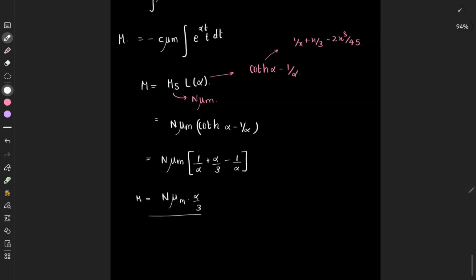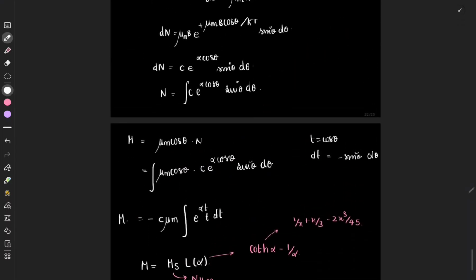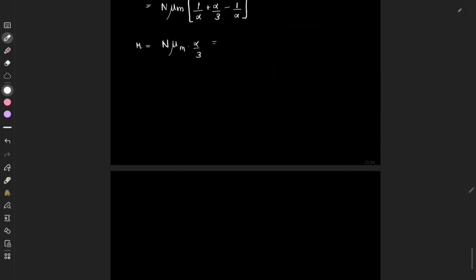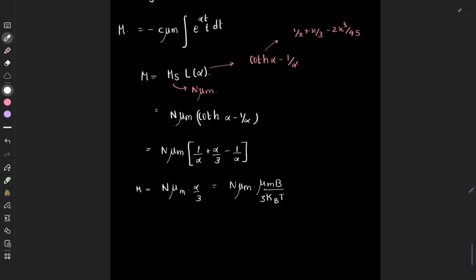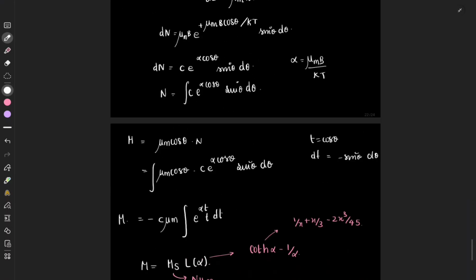Now from here we know what alpha is: alpha is nu mB by kT. You just have to substitute it there. You will get n nu m divided by 3, into nu mB by kT. There's a 3 here. The way I wrote it was correct, nu mB by kT.